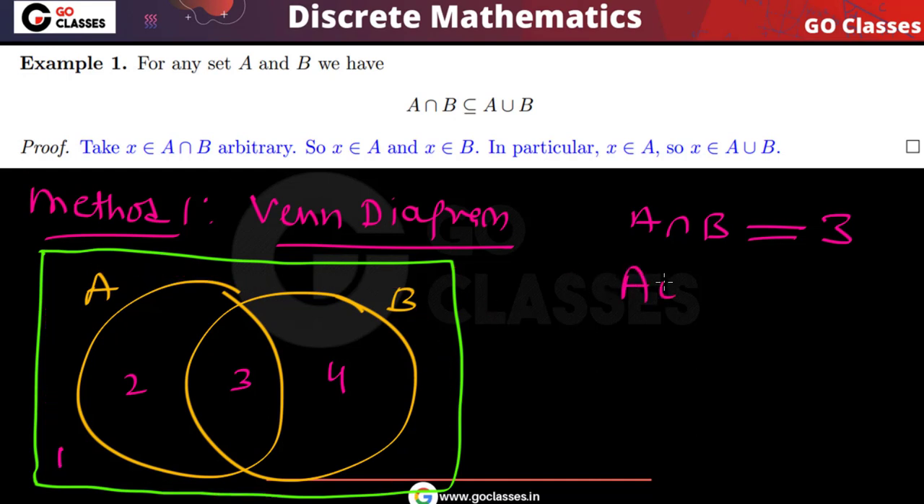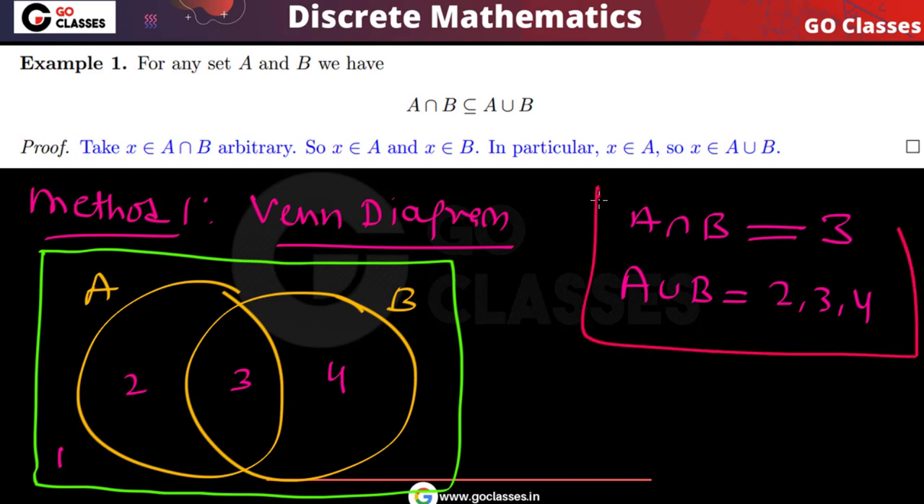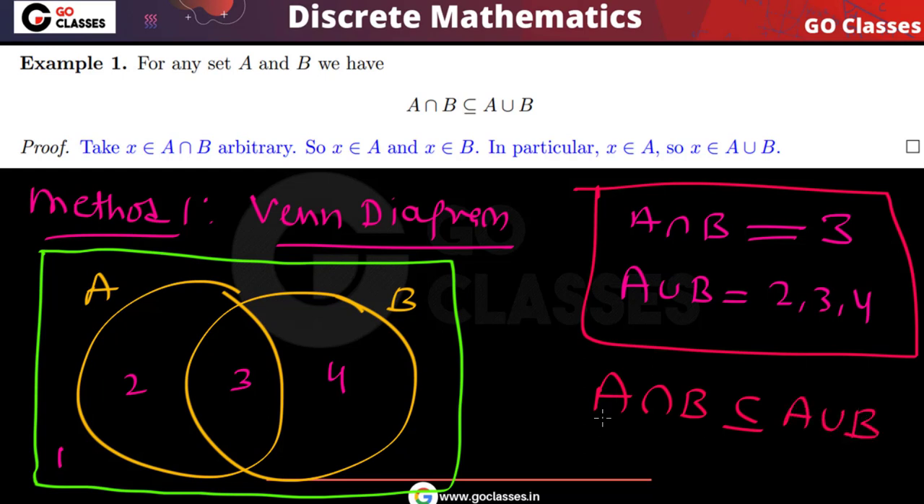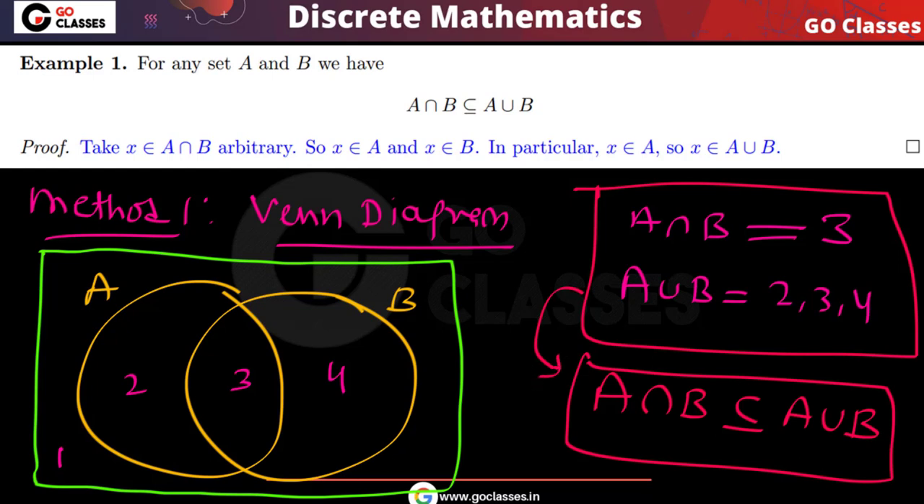Now, what is A union B? A union B is basically areas 2, 3, 4. This is the A union B area. Now from these two you can clearly see that A intersection B is area 3, and A union B is areas 2, 3, 4. So I can say that A intersection B is a subset of A union B. And this is what we wanted to prove. Okay, so this is the proof.